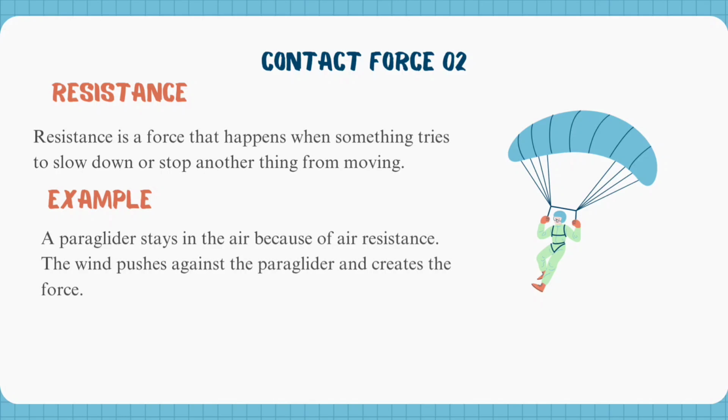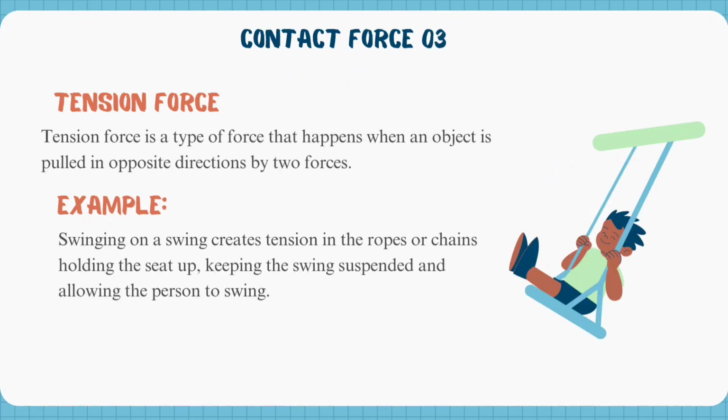Then the next force is the tension force. Tension force is a type of force that happens when an object is pulled in opposite directions by two forces. For example, swinging on a swing creates tension in the ropes or chains holding the setup, keeping the swing suspended and allowing the person to swing. This is about the tension force.